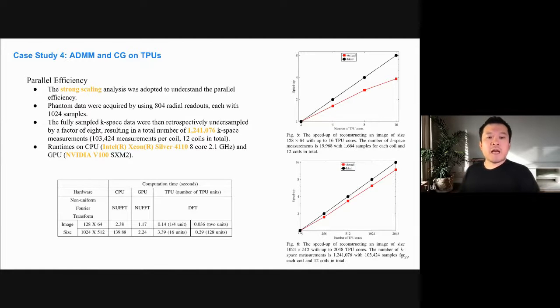The strong scaling analysis was adopted to understand the parallel efficiency. For this, we also provide a table of runtimes. And we use the phantom data. The phantom data were acquired by using 804 radial readouts, each with 1024 samples. The fully sampled k-space data were then retrospectively undersampled by a factor of 8, resulting in a total number of 1.2 million k-space measurements. Again, we have 12 cores.